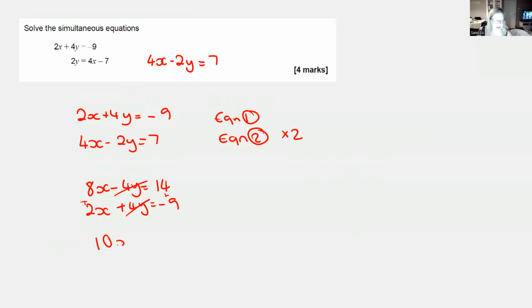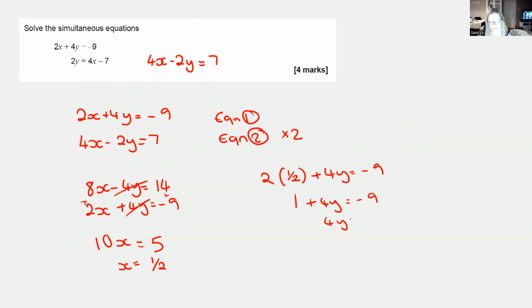So that gives me 10x is equal to 14 plus minus 9, which is 5. So x here is a half, because remember we're dividing 5 by 10, so 5 over 10 is the same as a half. Now substitute back in, so 2 times a half plus 4y equals minus 9. So that means 1 plus 4y equals minus 9. So 4y must be equal to, well, we take the 1 away, so that gives us minus 10.